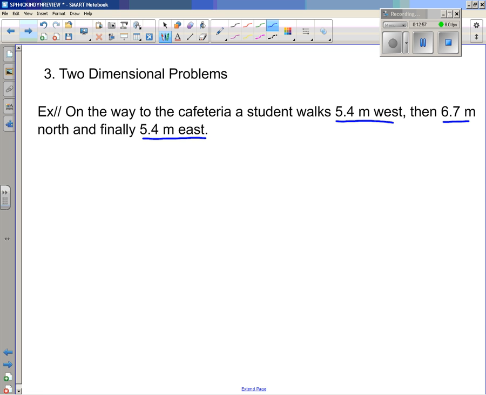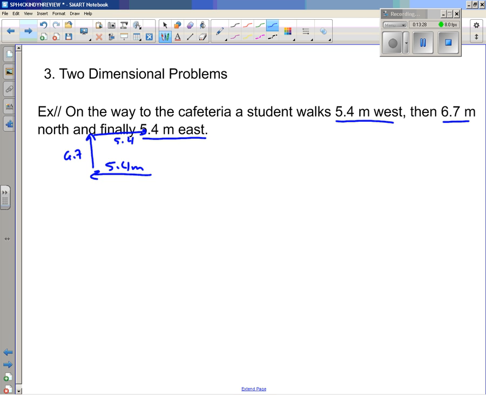So I have to draw it. And if I ask you this on an exam, probably part A will say draw the motion or something like that. Here's what you do. 5.4 meters west. Just write 5.4 meters. It says 6.7 north. I'm going to run out of room here, but that's okay. 6.7 north. And finally, 5.4 meters east. There's another 5.4 meters east. And so that's a good part A.